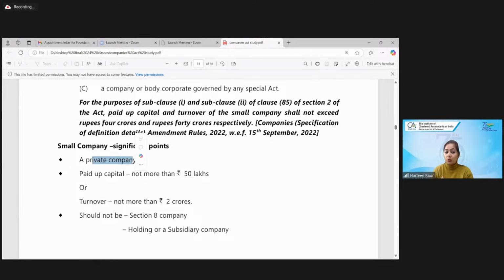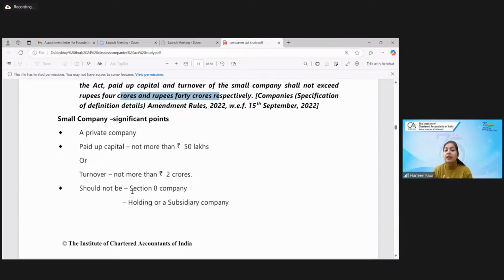So small company is always a private company. These are the paid up and turnover limits that they have given, 50 lakhs and 2 crores, but the maximum limits that you have to learn for the exam is 4 crores and 40 crores. Can a small company be Section 8 company? No. Small company cannot be a Section 8 company.